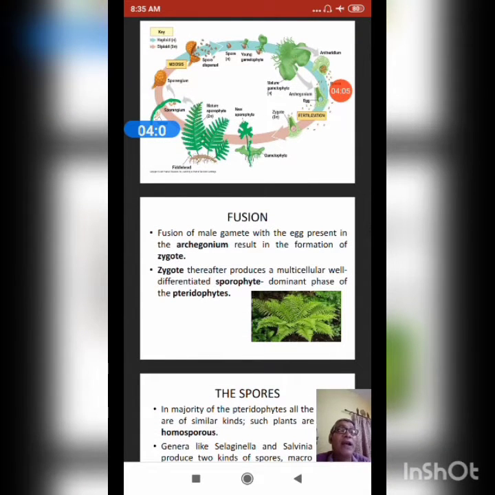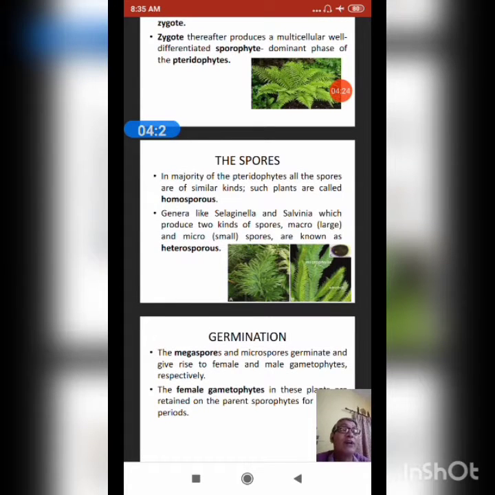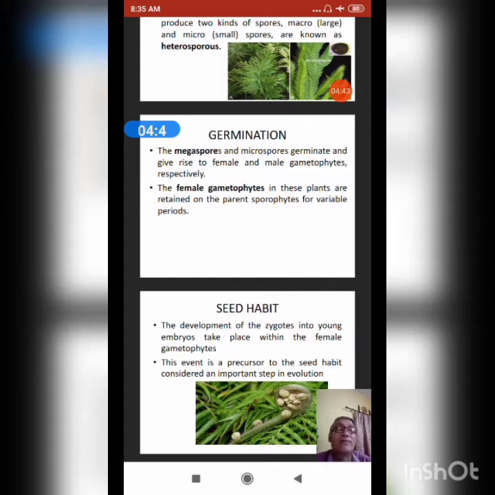The very next point is about fusion. The fusion of male gametes with the egg present in the archegonium results in the formation of the zygote, and the zygote thereafter produces a multicellular, well-differentiated sporophyte, which is the dominant phase of the pteridophytes. Then what about the spores? In the majority of pteridophytes, all the spores are of similar kind. Such plants are called homosporous. Genera like Selaginella and Salvinia, which produce two kinds of spores, macro, large, and micro, small, are known as heterosporous.